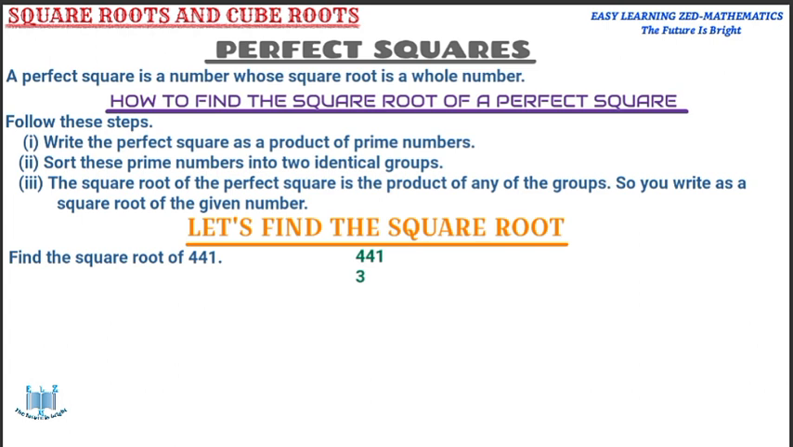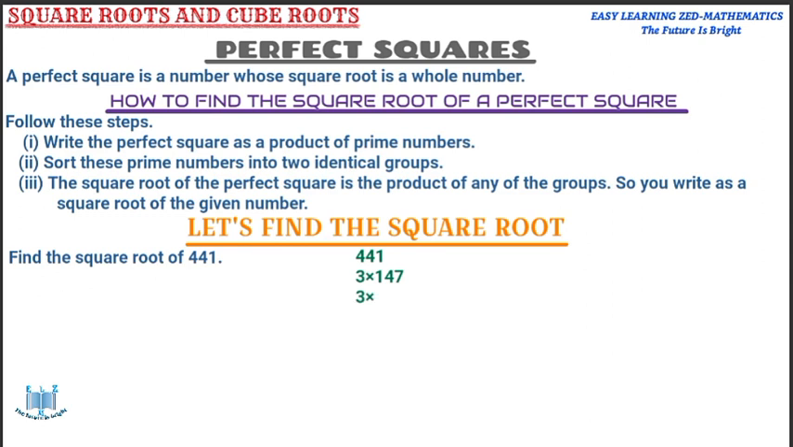How many times can 3 go into 441? It will go 147 times. When you multiply 3 by 147, you get 441. So we have written 441 as the expression 3 multiplied by 147. Now I found 3, and 3 is a prime number, so we have managed to find one prime number. I'm going to write it down.